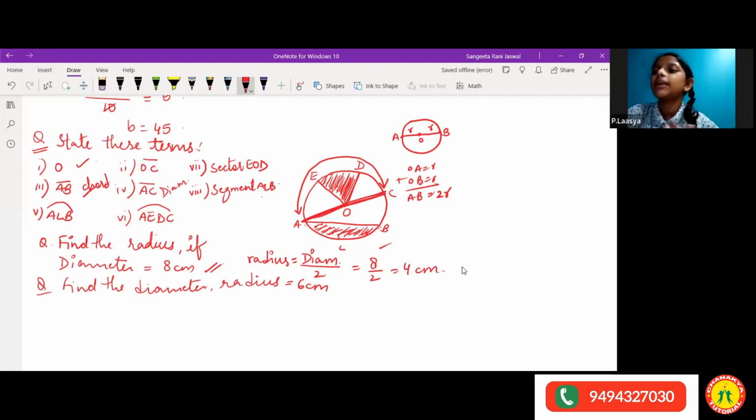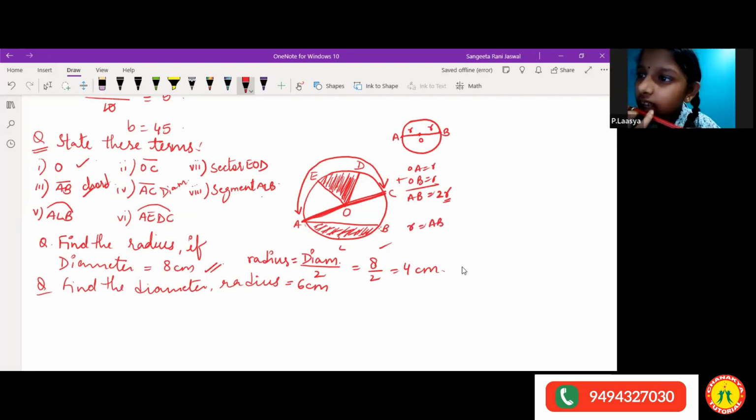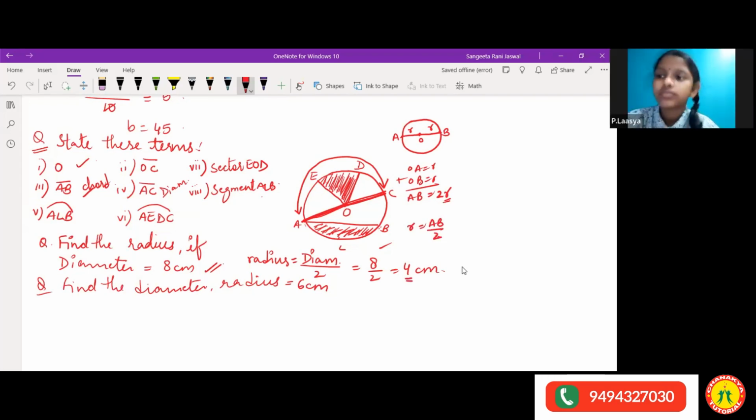Okay, ma'am, I understood. That's nice. So if you want to find the radius, what will you do? Radius is half of the diameter, the diameter divided by 2. Whatever is the diameter, divide by 2, you will get the radius.